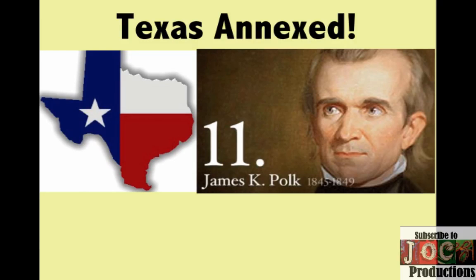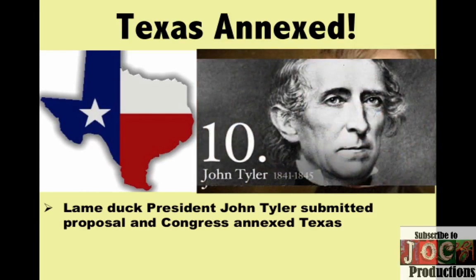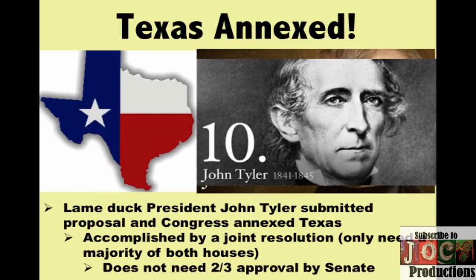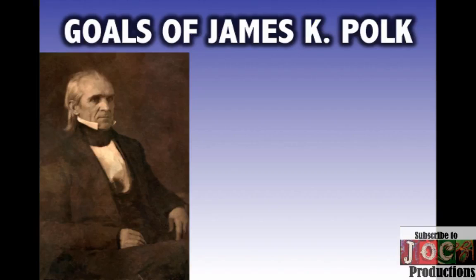Now here's what goes down. Polk wants to annex Texas, talks about it during the campaign as a goal that would benefit the entire nation, but it's actually lame duck President John Tyler who submits a treaty just as he's about to leave office. And he does this by a joint resolution, because under a joint resolution through Congress, you only need a majority, not the 2/3 approval of the Senate, which is the normal route that most annexation treaties take. So Tyler annexes Texas just before Polk takes office, but Polk has some goals of his own.